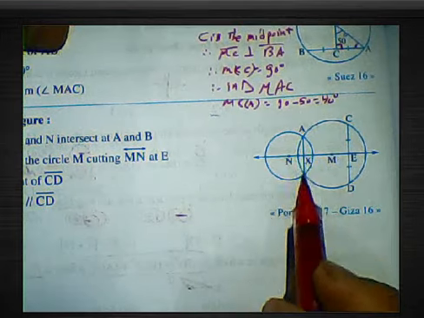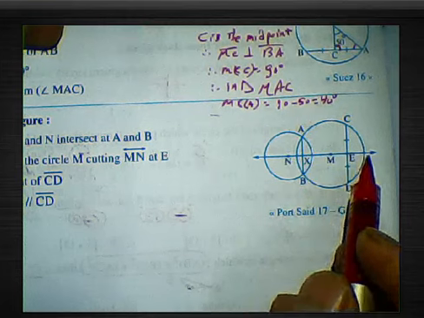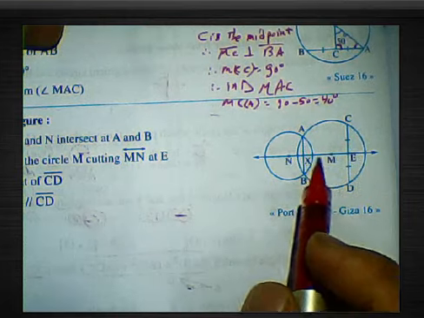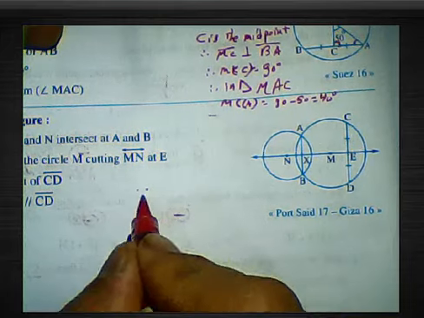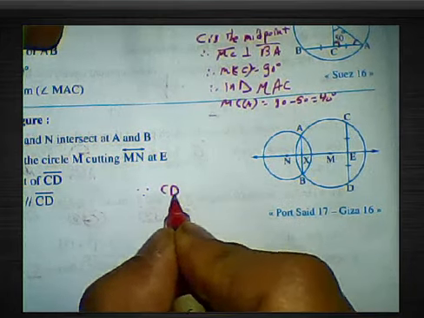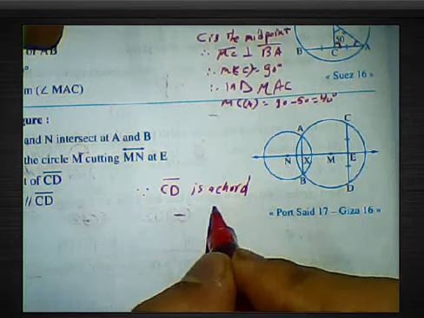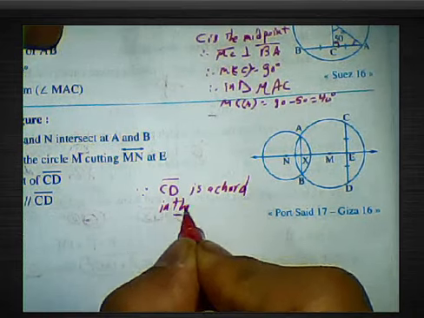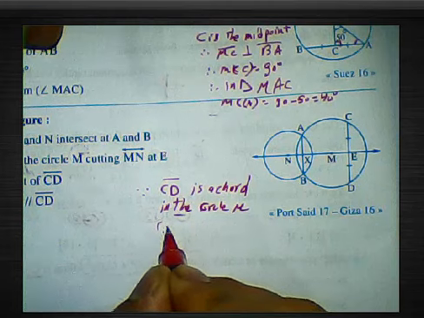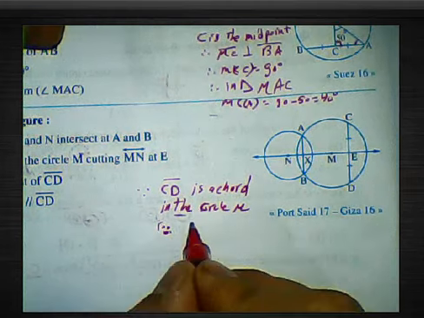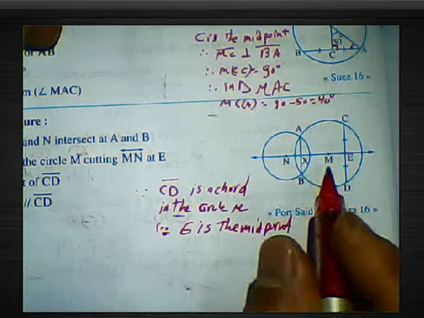AB is a common chord between the two circles here. And MN is the straight line passing through the two centers. So NE will be perpendicular to AB and bisect it into two equal parts. Such that in this example CD is a chord in the circle M, and here E is the midpoint.